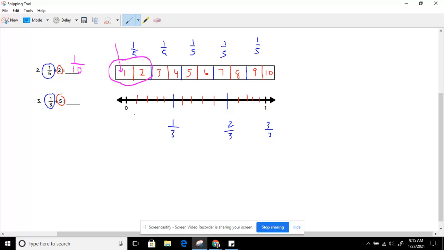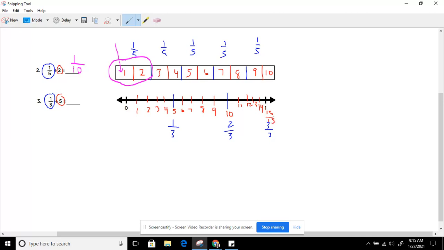Now let's see how many pieces we've got together. We've got 1, 2, 3, 4, 5 at 1/3, 6, 7, 8, 9, 10 at 2/3, 11, 12, 13, 14, and 15 at 3/3. So we've got 15 total, and these would be fractions.